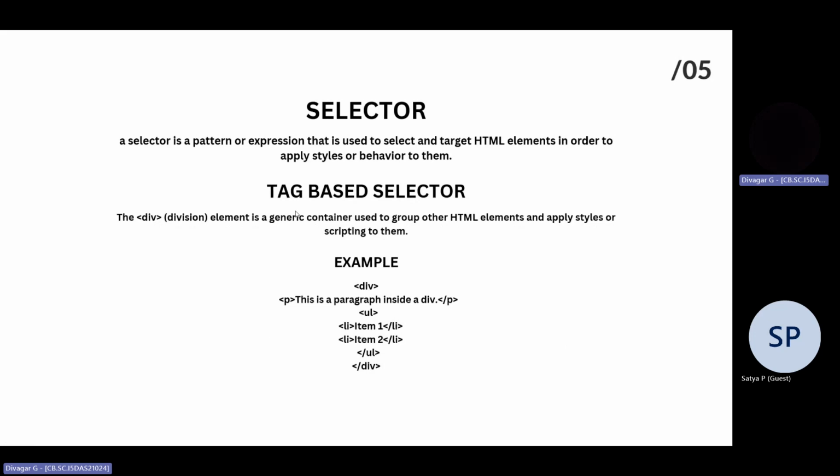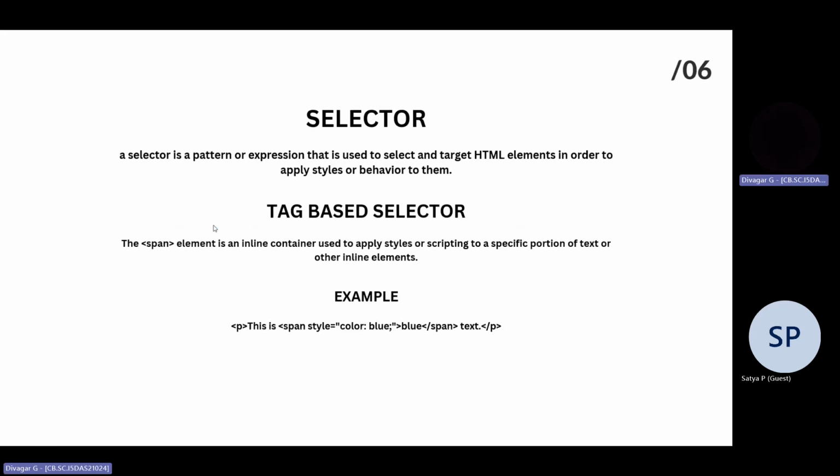We have discussed block elements and inline elements in HTML earlier. So same thing: if you want to style the block elements, you need this div. This div tag is used for styling the block elements. Same way, this span is used for styling the inline elements. That is the difference.